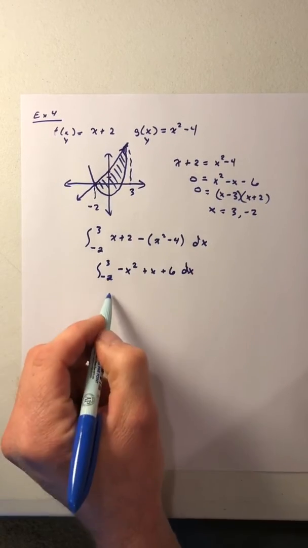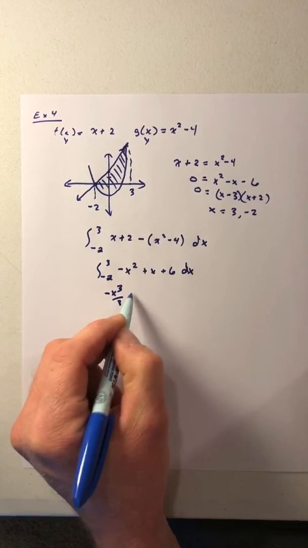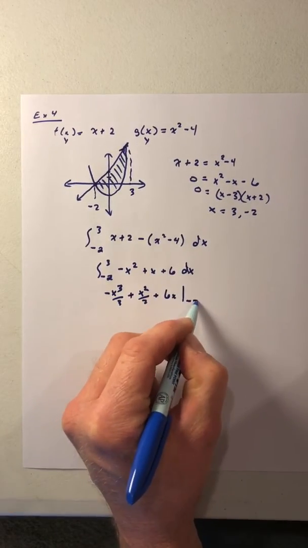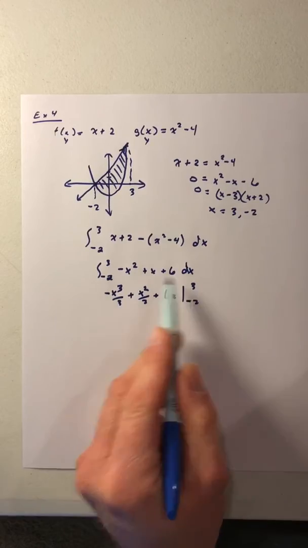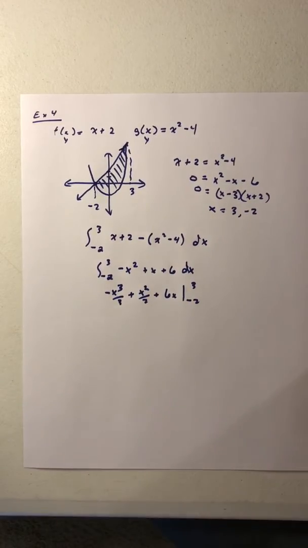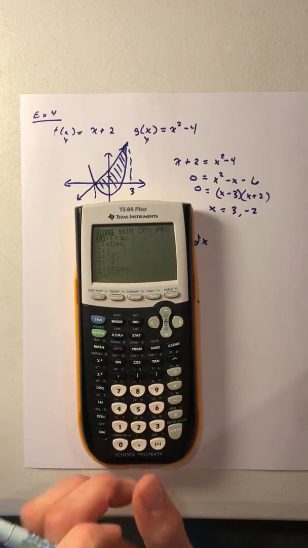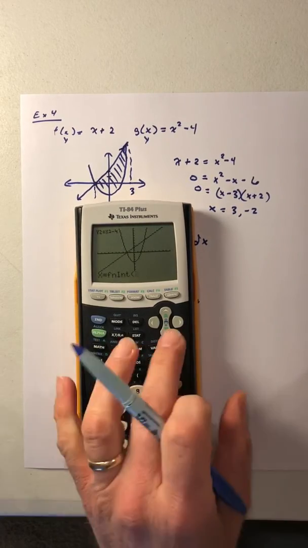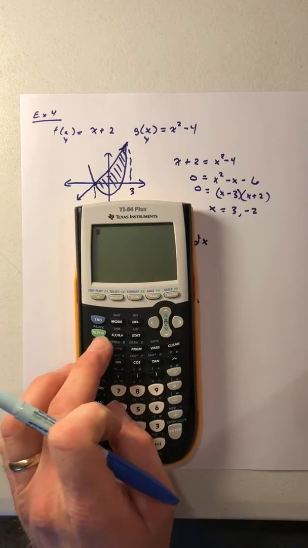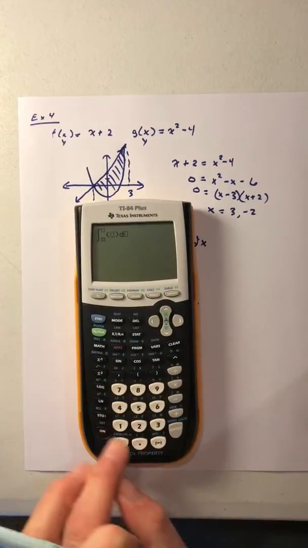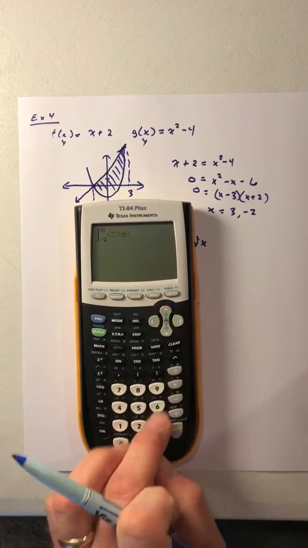Now we can go ahead and integrate negative x to the third over 3 plus x squared over 2 plus 6x from negative 2 to 3. Plug in your 3 value, plug in your negative 2. But again, if it's a calculator question, we're going to go into Math 9. Clear the main screen there. Go into Math 9. We know those points of intersection, negative 2 to 3. So we're going to type in negative 2 to 3.